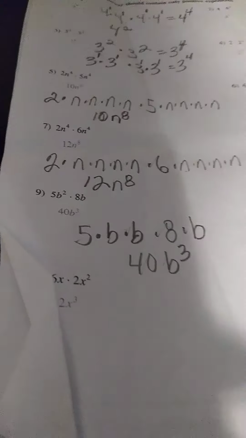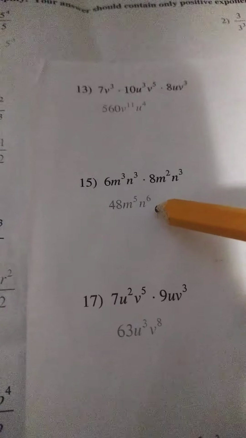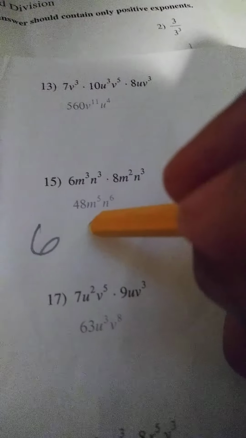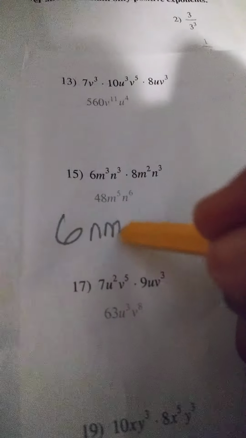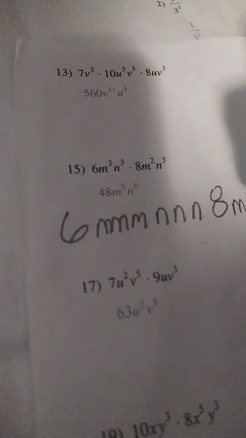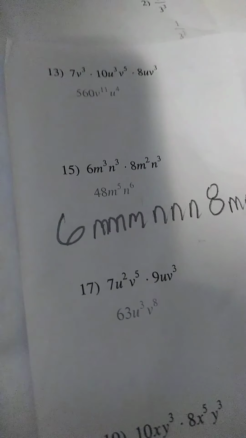But let me flip over the back. Let's do one hard one, because I know some of y'all are going to say, but what about the back? Let's do number 15. That would be 6 times m times m times m, because it's 3 m's, times n times n times n, because it's 3 n's, times 8 times 2 m's, m times m, times 3 n's, times n times n times n. That would be the work.